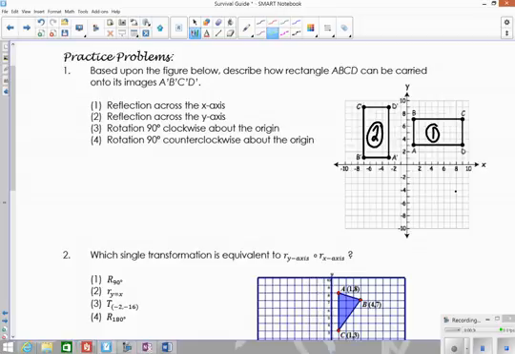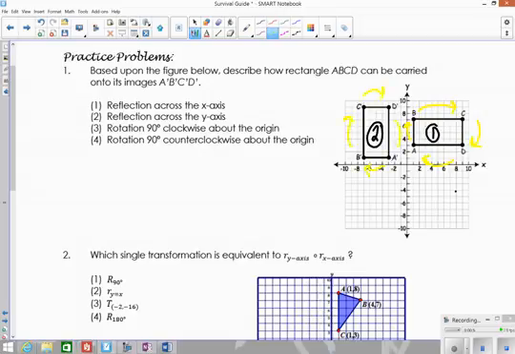So the first thing I would do is look at the orientation, because if the orientation changes, that means that a reflection occurred. And if the orientation stays the same, it means it was either a rotation or a translation. So the orientation is the order of the letters. If I look at A to B, B to C, I'm just going in alphabetical order. And then I go the same order for the next one, A prime, B prime, in alphabetical order.